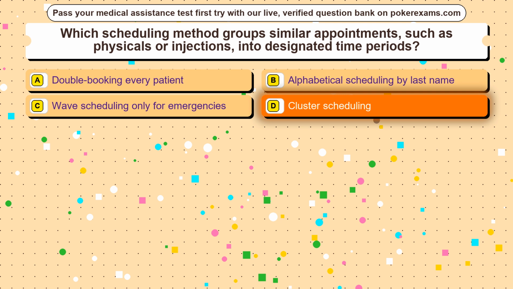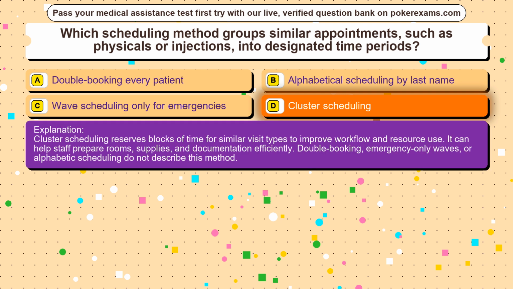Cluster scheduling reserves blocks of time for similar visit types to improve workflow and resource use. It can help staff prepare rooms, supplies, and documentation efficiently. Double booking, emergency-only waves, or alphabetic scheduling do not describe this method.